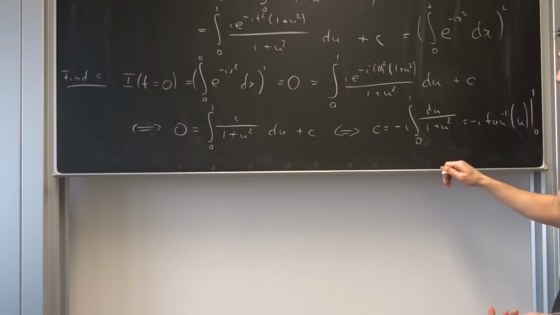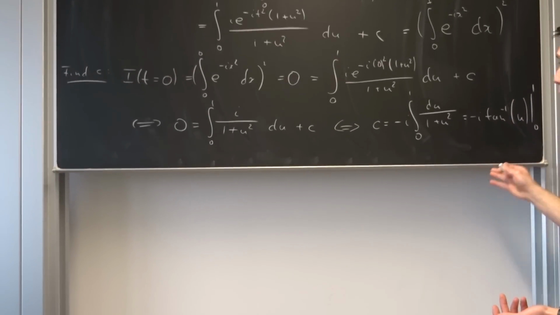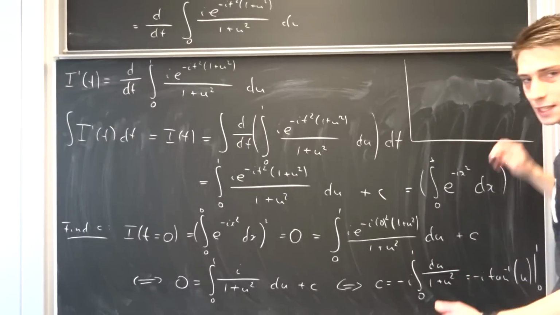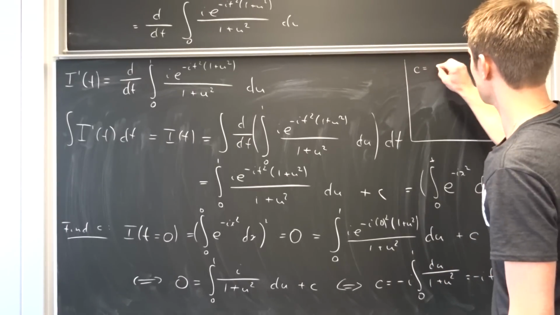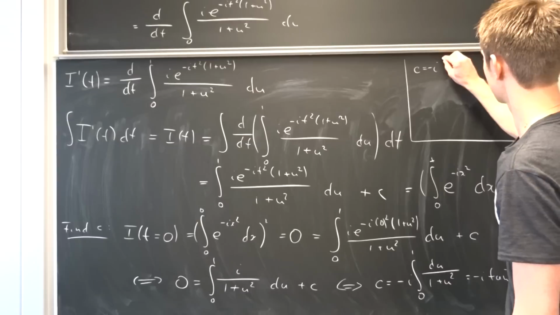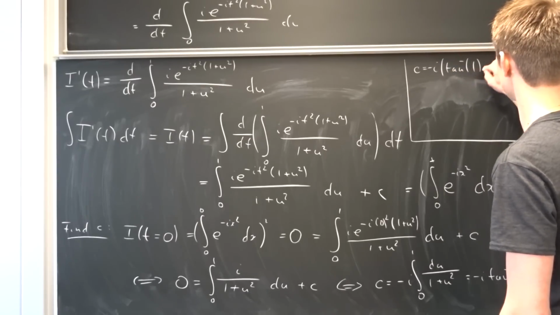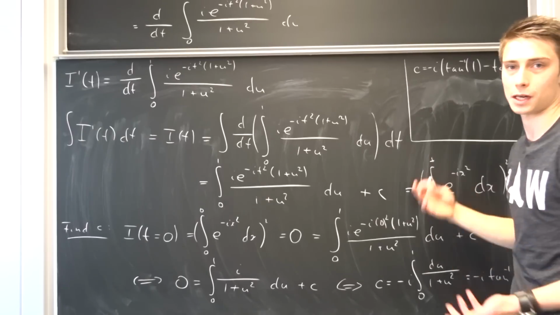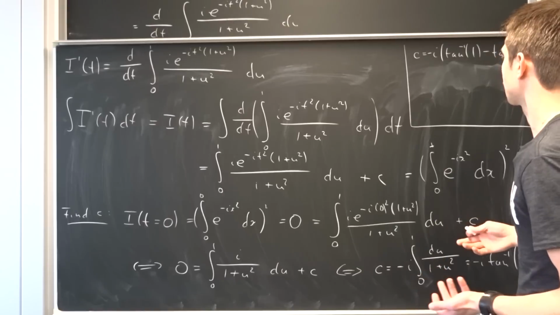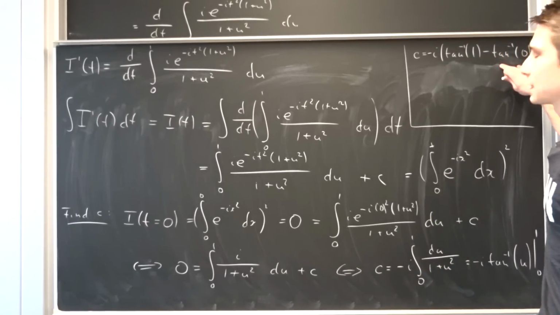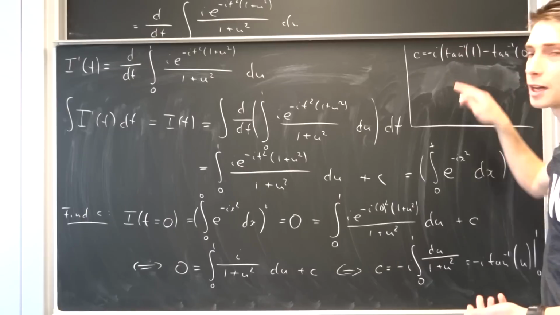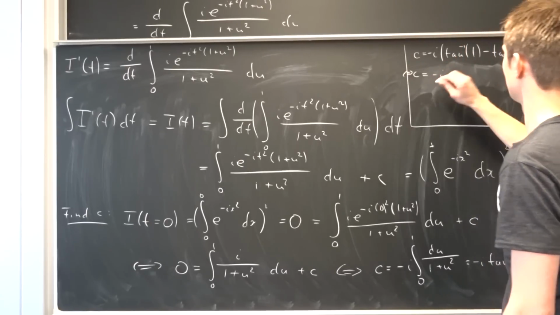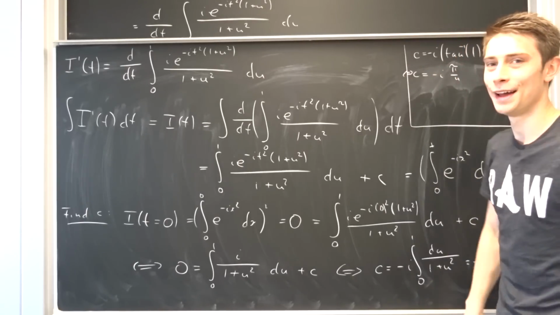Okay, that's great. And now we can find out what the arctangent of 1 and what the arctangent of 0 is. So I'm sorry, this is kind of messy. I don't have enough space. So c equals i times the arctangent of 1 minus the arctangent of 0. You can plug this into your calculator, or you can calculate it by hand. But the arctangent of 0 is just 0, and the arctangent of 1 is pi over 4. So c equals minus i times pi over 4.